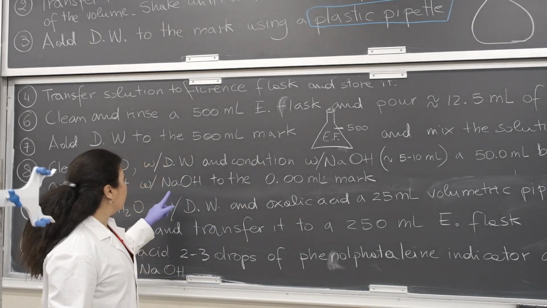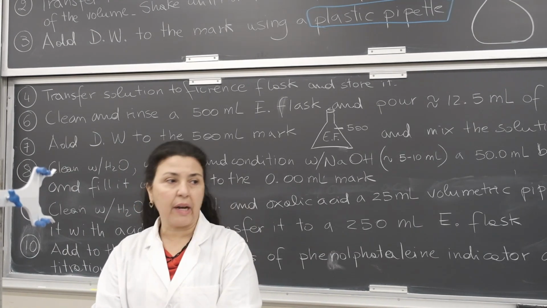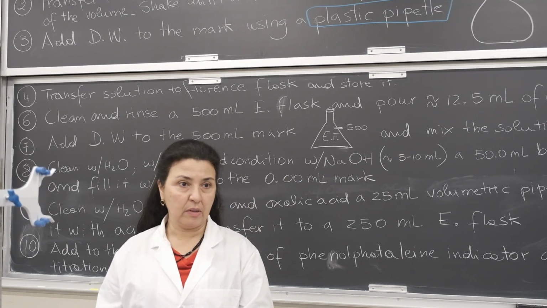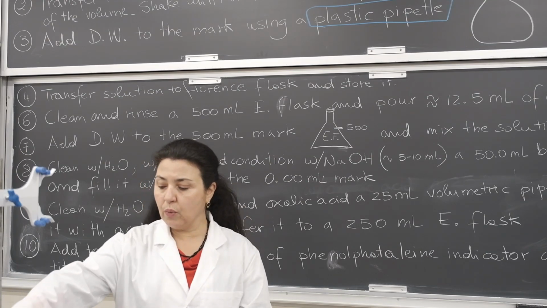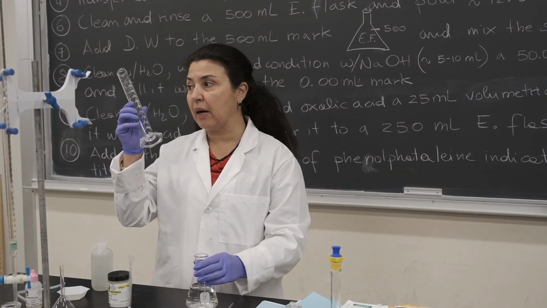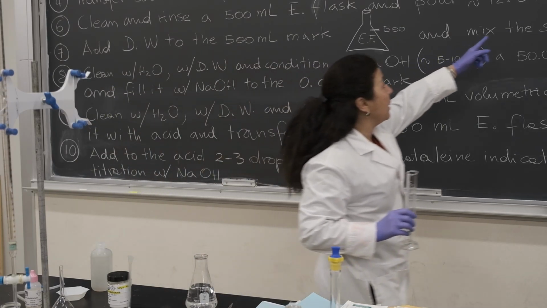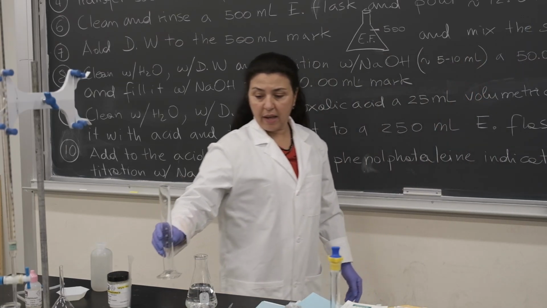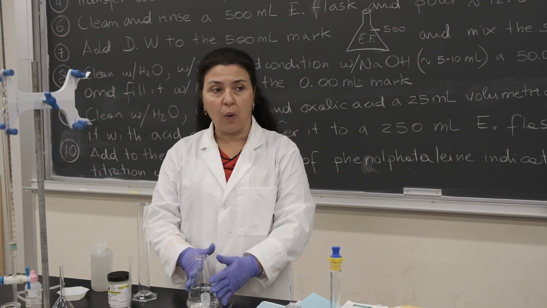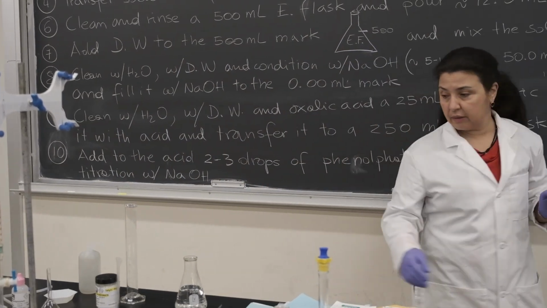And then you add, of course, all the glassware has to be washed with water and rinsed with deionized water first. You don't need to dry the glassware, ever, okay? So you add with a graduate cylinder. You take a graduate cylinder to measure the sodium hydroxide, the 12.5 or 30 milliliters, okay? You pour it in an Erlenmeyer flask that has been washed and rinsed with deionized water, and then you reach the mark of 500 milliliters.